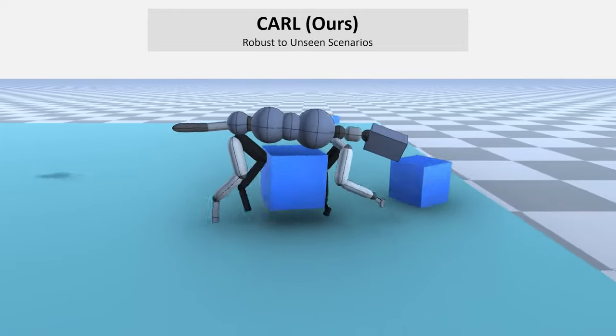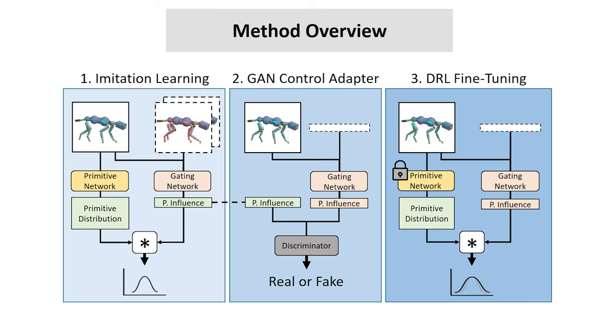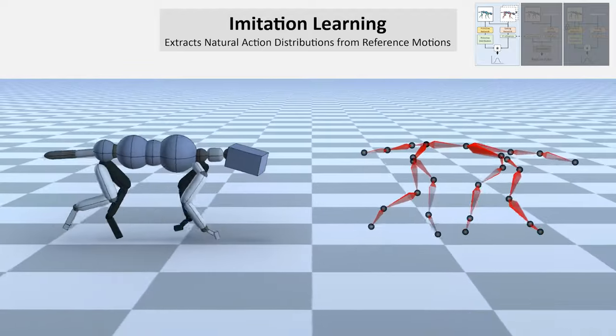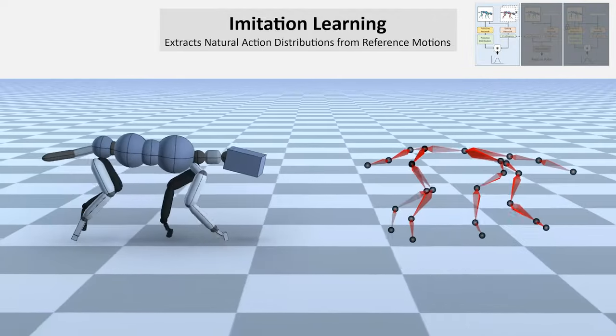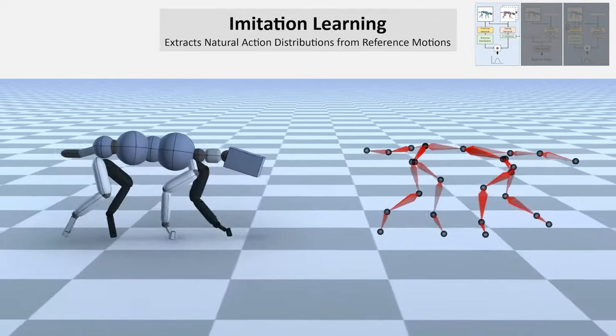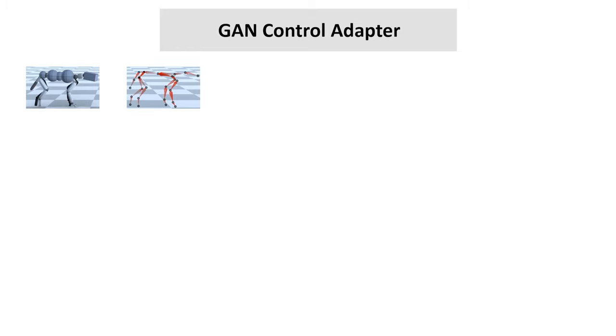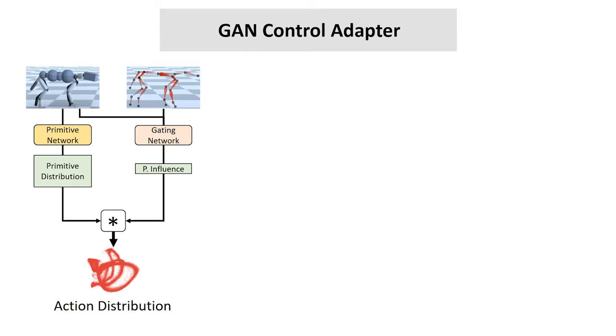reactions to external perturbations. Our method consists of three stages: imitation learning, gain control adapter, and DRL fine-tuning. In the first stage, our agent learns to perform natural movements by imitating the reference motion. This prevents the agent from performing unnatural or awkward movements. In the imitation learning, we use the policy network of Pan et al. that consists of a primitive and gating network. By imitating the reference motion, we obtain the natural action distribution.